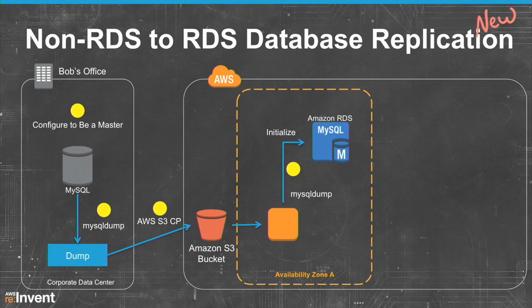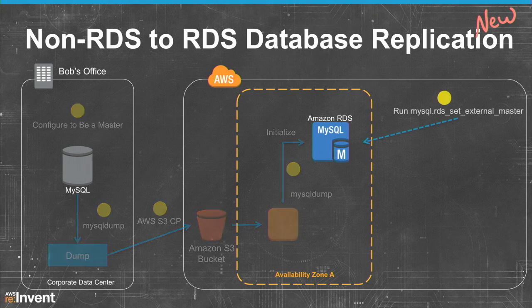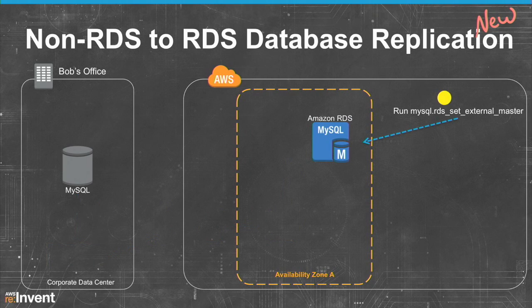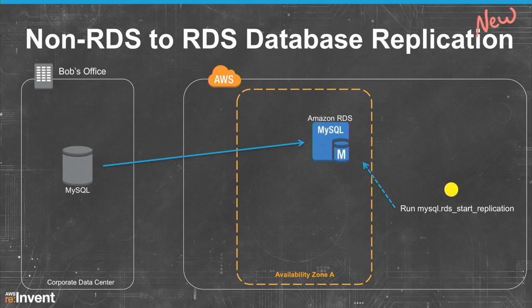Another way for you to replicate the same thing is, if the data dump file is huge, then instead of loading it from your local server directly into RDS, you probably want to move that dump file into S3, spin up an EC2 instance, and execute that data load, initializing the database into RDS. Then use the same set external master command to configure the master on RDS, and then start the replication.